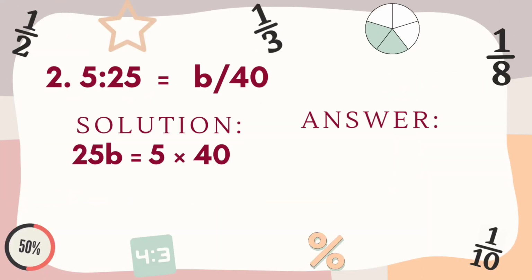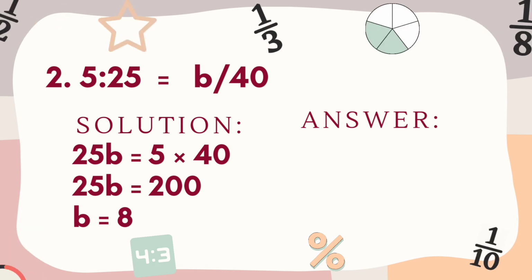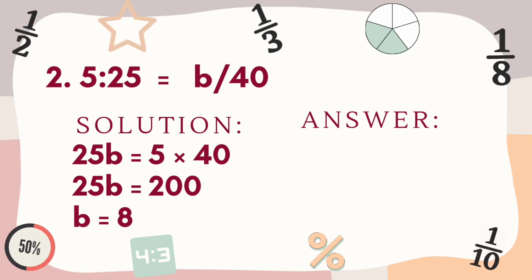For our last example, we have 5 to 25 is equal to b over 40. For the solution, we have the means, which is 25b is equal to 5 multiplied by 40. 5 times 40, the answer is 200, so we have 25b is equal to 200. So now we are going to divide 200 by 25, and the answer is 8. For our final answer, we have 5 to 25 is equal to 8 to 40.